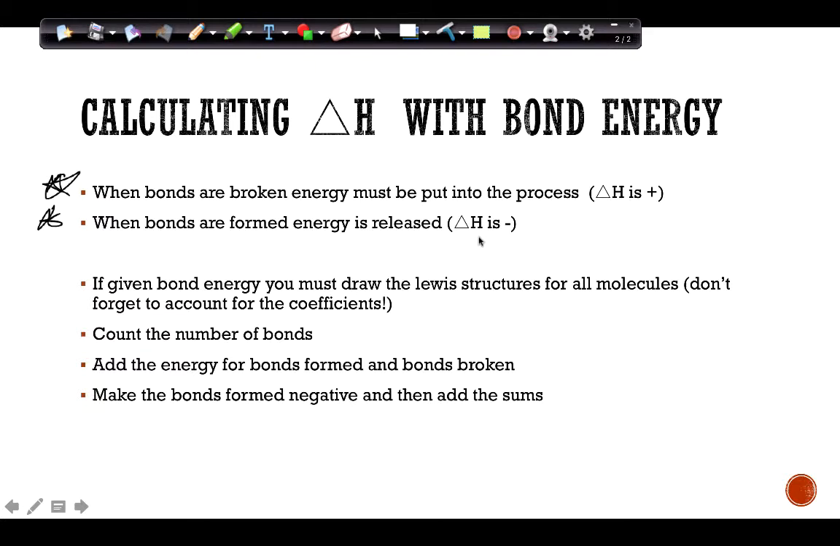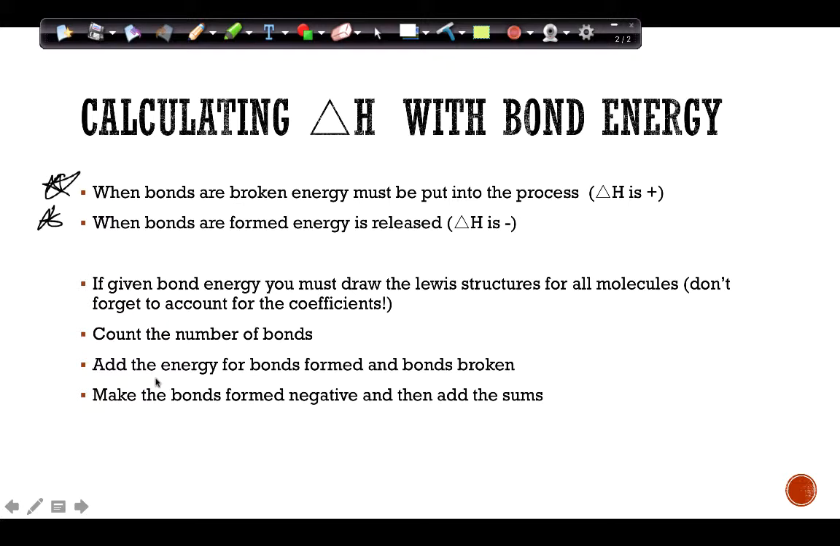So that means that delta H will be negative when you have a bond that's formed and positive when you have a bond that's broken. So if you're given bond energy, you have to draw the Lewis structures. Don't forget to account for the coefficients. So if you have 2 molecules of something, make sure you draw out all the molecules. Count your number of bonds.